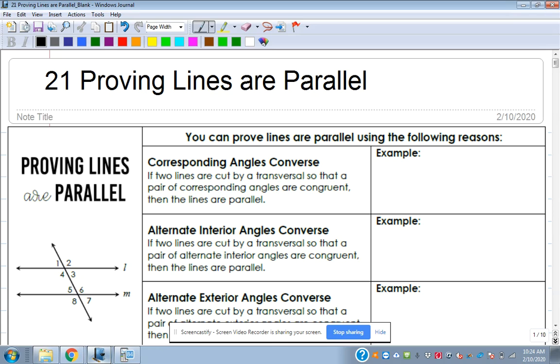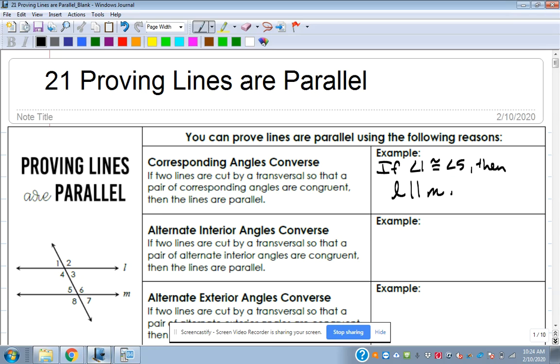So from our picture here, what are a pair of corresponding angles? 1 and 5. 1 and 3 are not corresponding, they're vertical. 1 and 5 are corresponding, or we could use 2 and 6, 4 and 8, 3 and 7. Any of those pairs. So we're just going to use 1 in our example here. If angle 1 is congruent to angle 5, then line L is parallel to line M. That's what the converse of the corresponding angles theorem says.